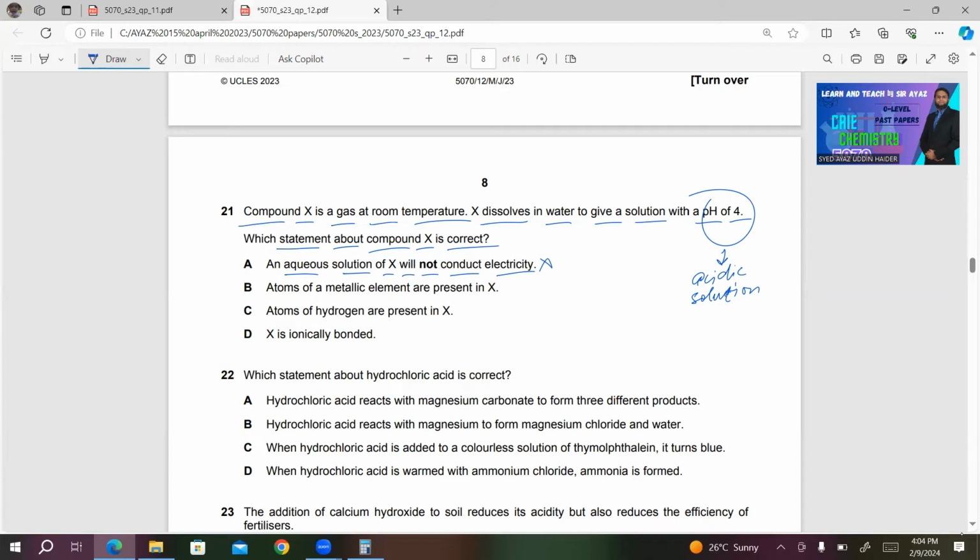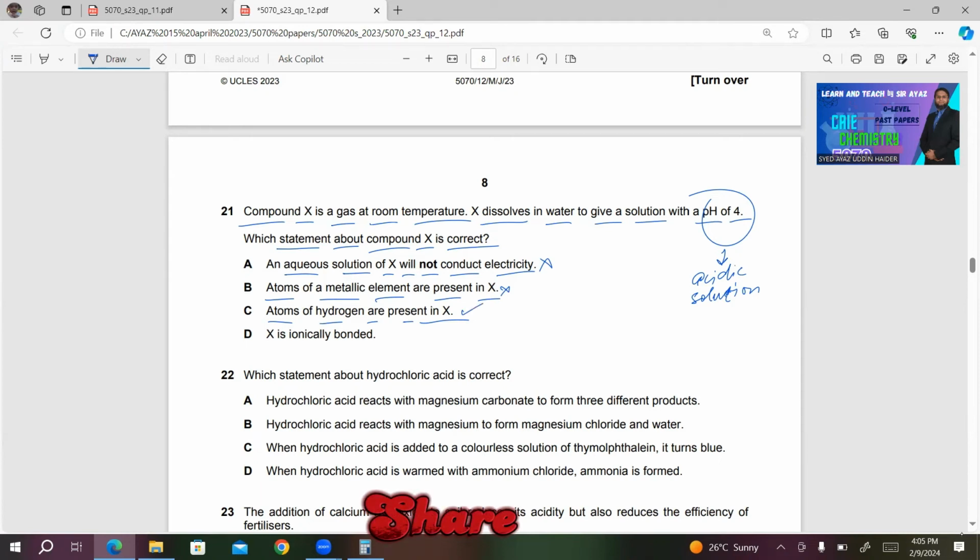The conduction of electricity in the solution is due to the presence of free ions. B. Atoms of a metallic element are present in X. This is wrong because a metallic element does not produce a solution with a pH of 4. Instead, it may produce a solution with a pH above 7 and below 14, which means it should be basic. So this is also incorrect. C. Atoms of hydrogen are present in X. This looks correct to me because if atoms of hydrogen are present, the pH of the solution will decrease. It will be below 7. So this is the right statement.